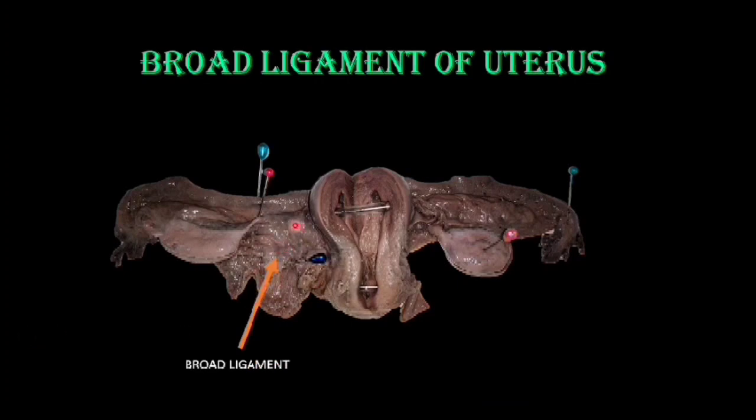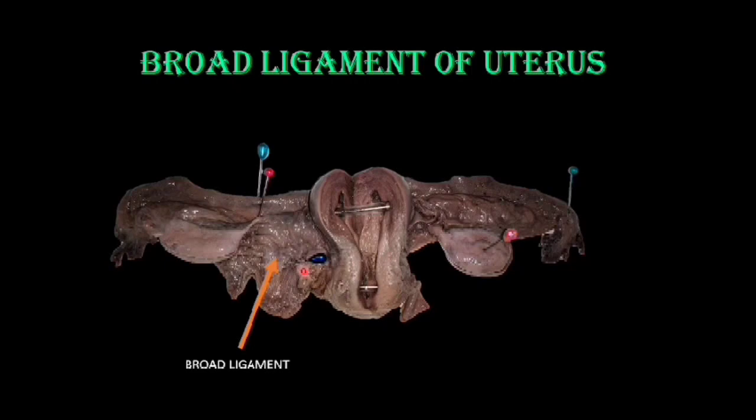As the name suggests, it is a broad fold of peritoneum and it has 2 layers. It extends from the lateral border of the uterus to the lateral pelvic wall. So the uterus along with the broad ligament on either side divide the pelvic cavity into an anterior compartment and a posterior compartment. In the anterior compartment you have the bladder, whereas in the posterior compartment you have the sigmoid colon and the rectum.